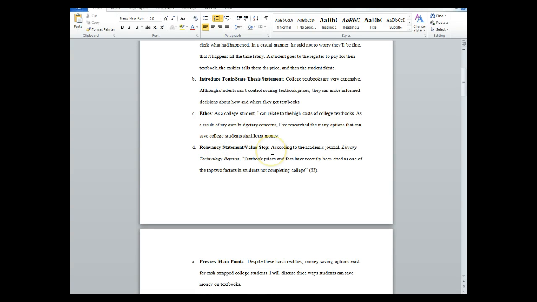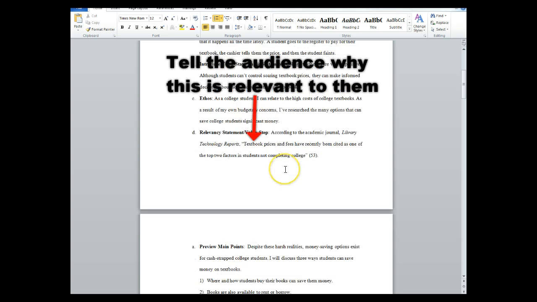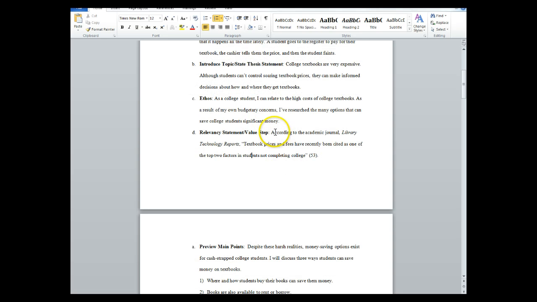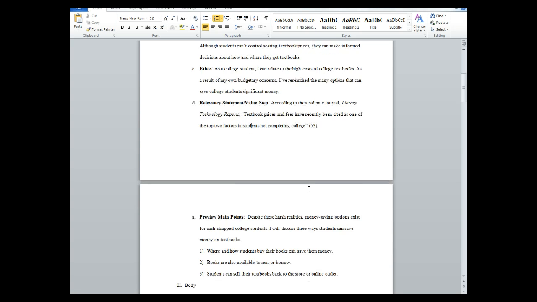Relevancy step, or relevancy statement, or value step, this is just saying how the audience can relate, and I gave you two example statements. This student is actually using research. That's fine to use as well. There's a lot of different options, so remember, these examples I'm giving you are not the absolute way that you have to do them. There's some flexibility here. So he says textbooks have been cited as actually one of the top two factors for not completing college.